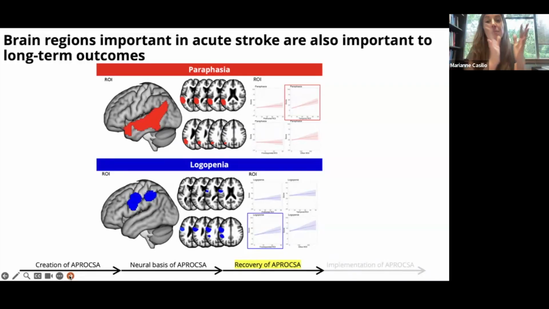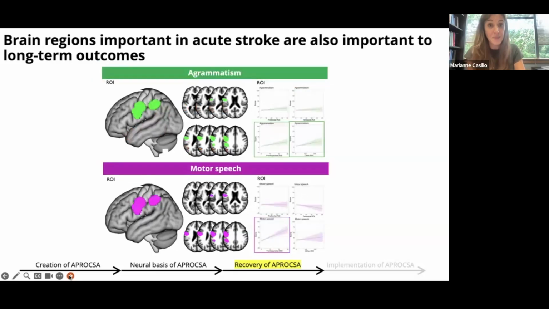But what we found was that paraphasia was uniquely associated with the temporal ROI, and logopenia was uniquely associated with the frontoparietal ROI, right? Again, what we would expect from what we saw in the acute, the study focused on acute stroke and acute aphasia.